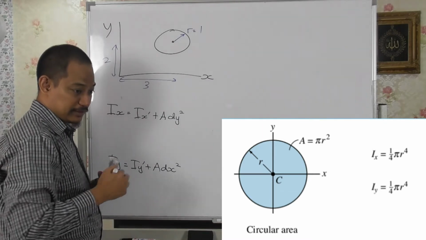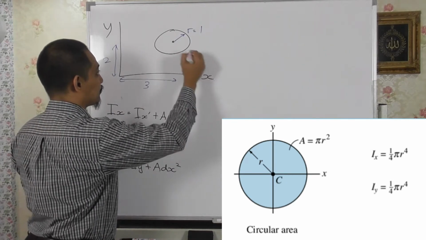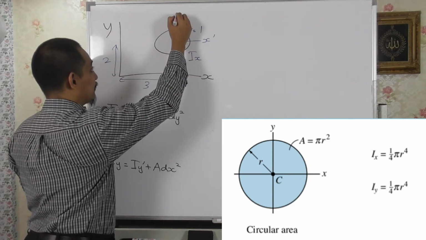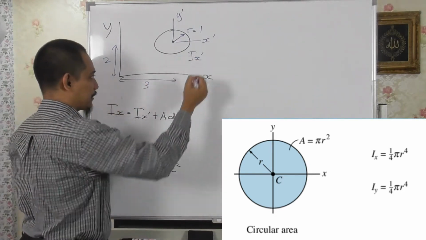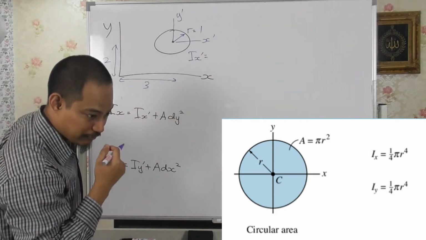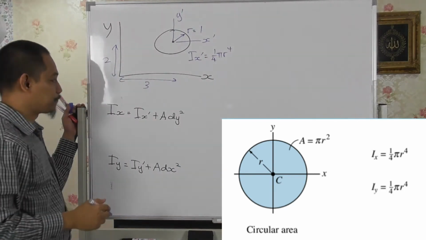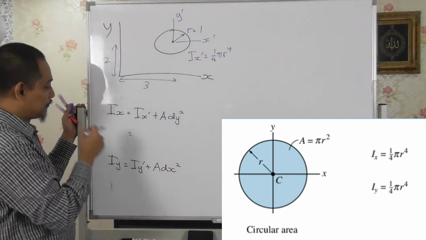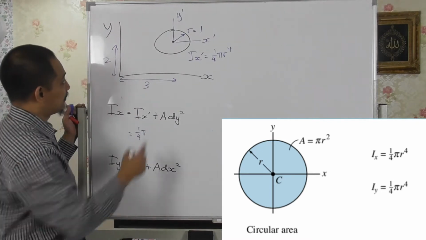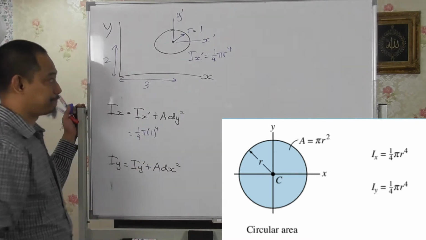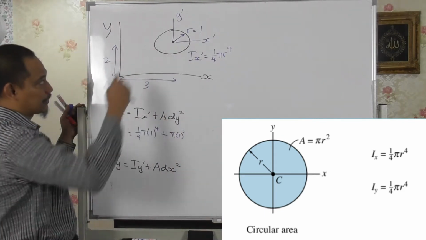So if you look at the table for circular area, obviously you have x wave here, y wave here, right? And okay, in the table it gives you Ix, but in our relation it becomes Ix prime, right? It is 1 over 4 pi r to the power of 4. So when you do it here, Ix prime is basically simply this one, right? So 1 over 4 pi. So r here is 1, right? So 1 to the power of 4. And then plus area is pi r square, pi 1 square in this case because our radius is 1.